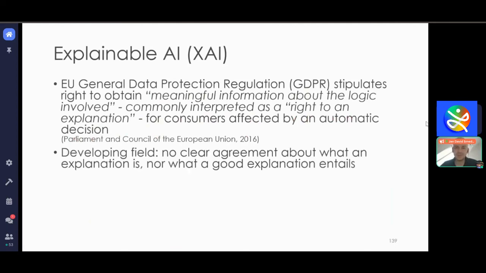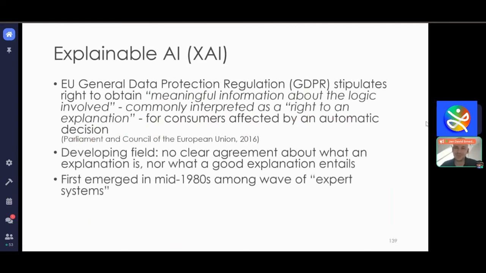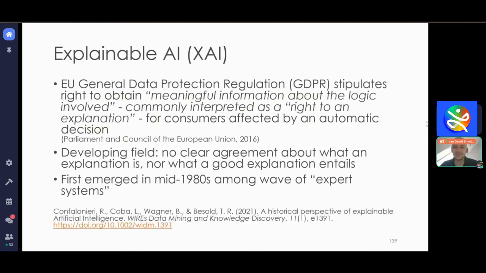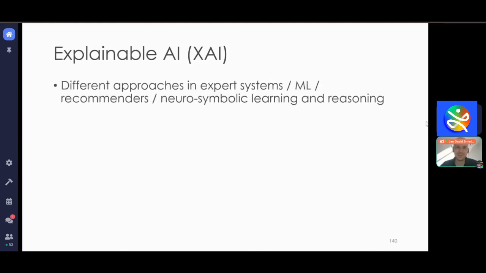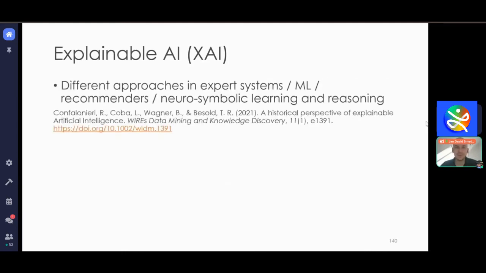Still, it's a developing field, and there's no clear agreement about what counts as an explanation or a proper explanation or what it entails. And maybe it's interesting to see that this term already emerged in the 80s during the expert systems wave we mentioned in the first session, but it's now really seeing a revival. And of course, depending on the method, you have different approaches.